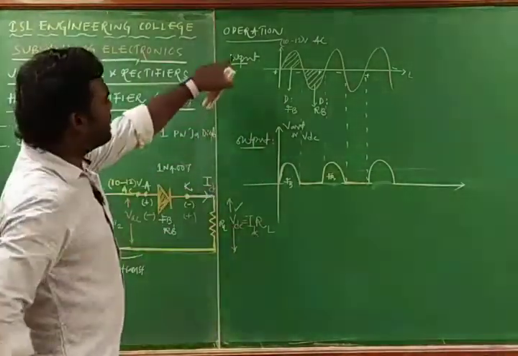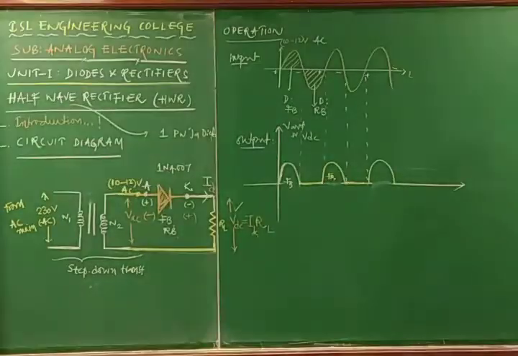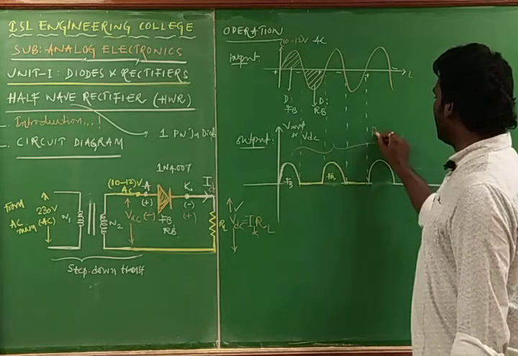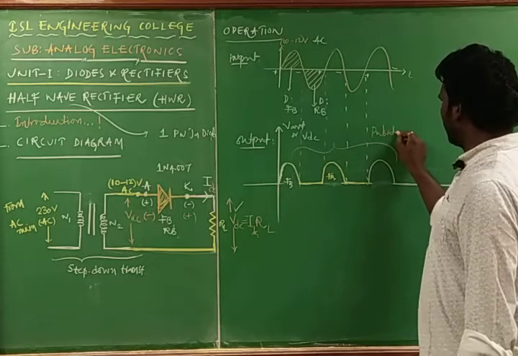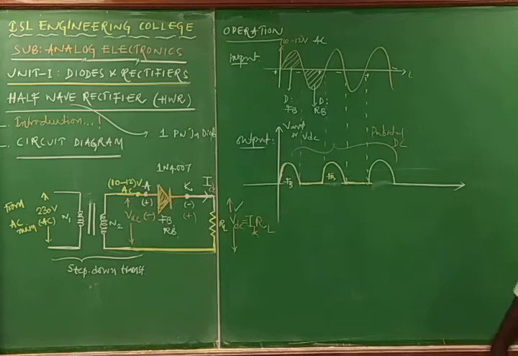Input of the rectifier is what? It is alternating current. Output of the rectifier is not alternating current. It is nothing but a pulsating DC. This type of DC is named as pulsating DC because it is not AC.